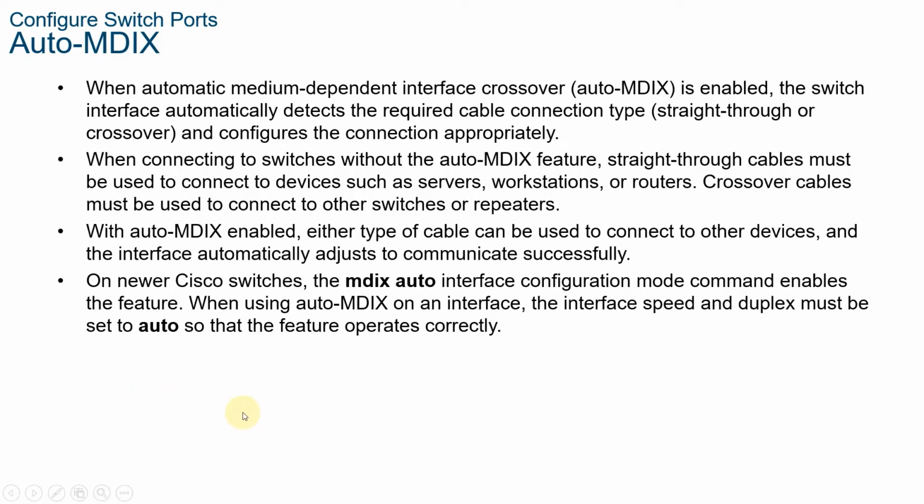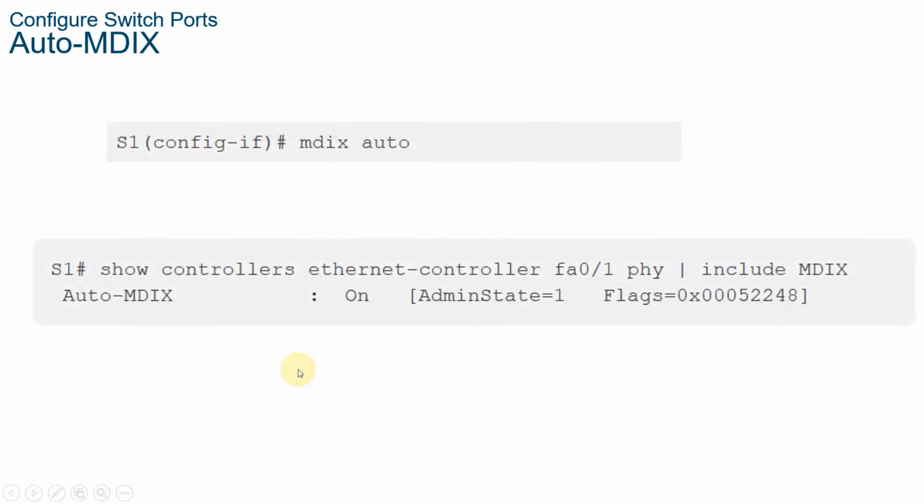On newer switches, the mdix auto interface configuration mode command enables the feature. When using auto MDIX on an interface, the interface speed and duplex must be set to auto so that the feature operates correctly. The command to enable auto MDIX is issued in interface configuration mode on the switch, as shown: mdix auto.